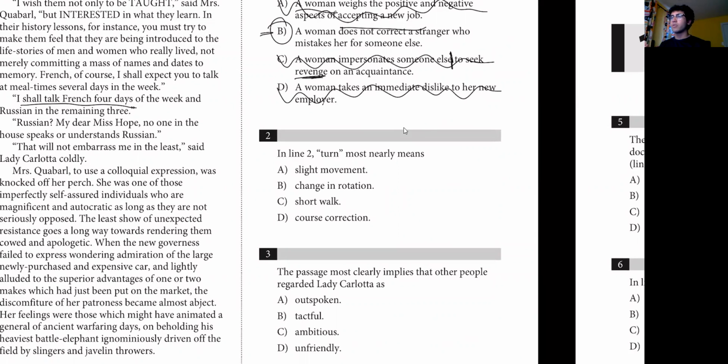So, slight movement? Not really, I think that is referring to the more common definition of turn, like one step in the other direction. That's not what it is talking about. Change of rotation is literally the definition: turn left, right. Obviously not that. Short walk? That's exactly what she did. She went up one side and then came back the same side, just walking around, and that's all she did. Course correction? No, it's not a course correction, mainly because she's just going around. There's no definitive course that she's following. She's just wandering around deliberately. So that's why C is your right answer.